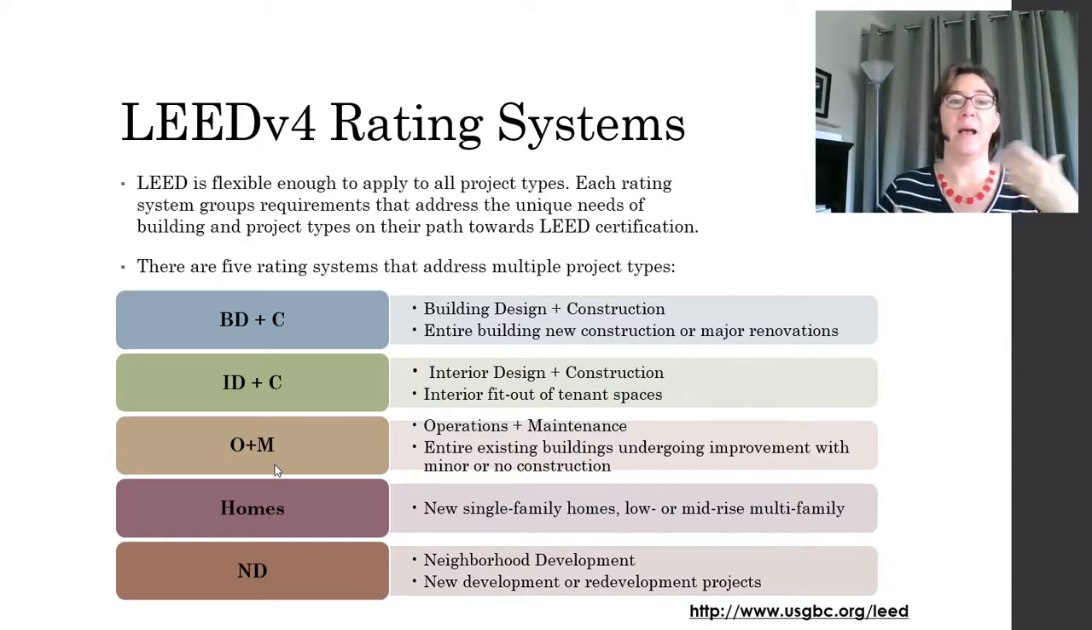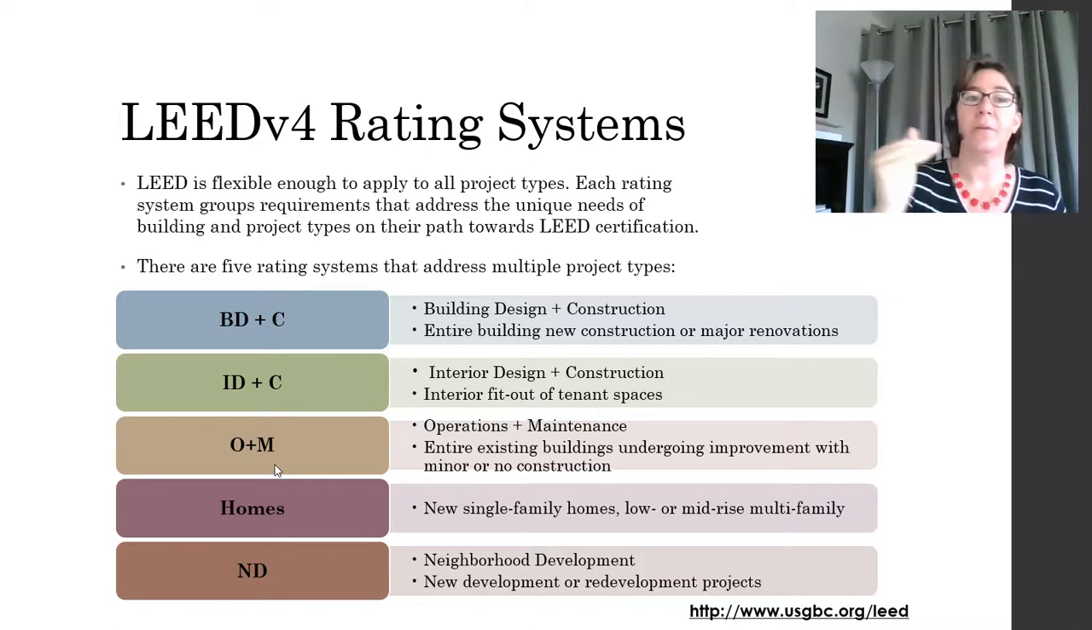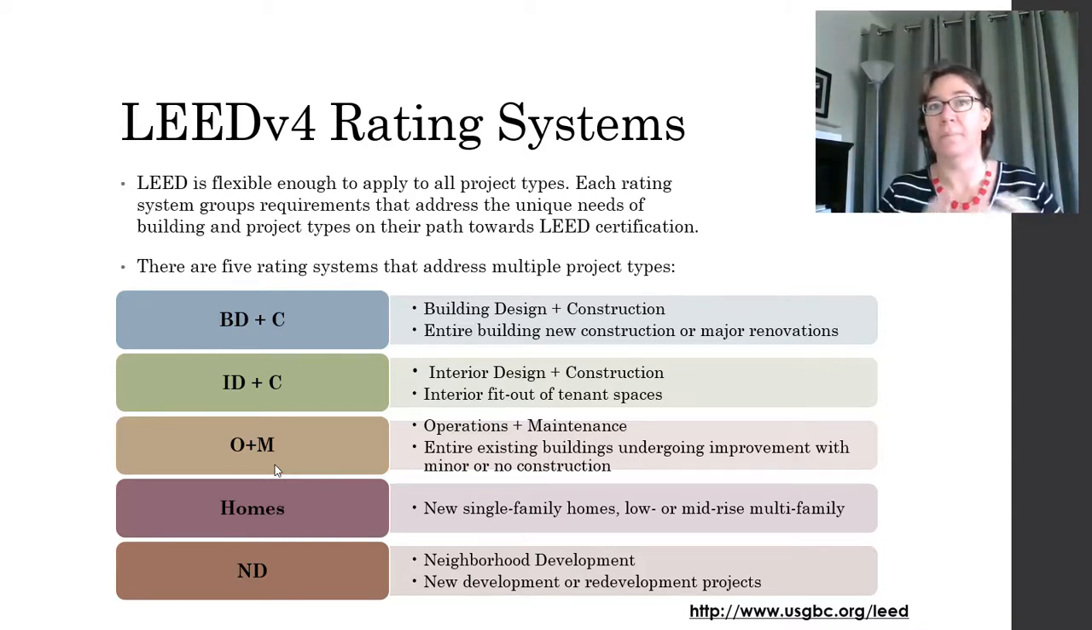Within this rating system, there are different project types. So maybe your project is a new building, or maybe it's an entire neighborhood. Those would have different priorities, different goals, different criteria. So they've set up these 5 rating systems for the different project types, and they are building design and construction. It's kind of your overall new building category. Interior design and construction, operations and maintenance. This is for existing buildings that are just wanting to improve their maintenance categories, homes, and neighborhood development.